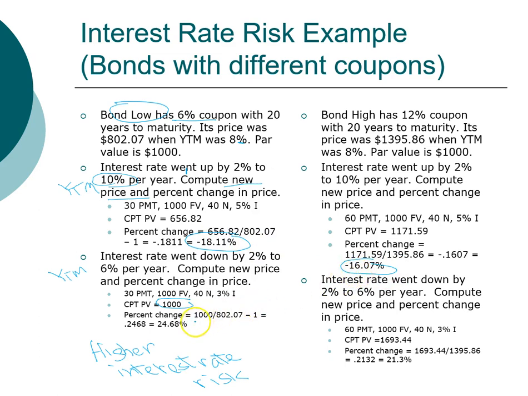The same when interest rate goes down, again, the low coupon bond has a higher percentage change, 26%, 24.6% versus 21.3%. So we show in this numerical example that indeed bonds that have a lower coupon rate carry a higher interest rate risk. Notice here it is particularly important to use percentage change and not the dollar amount.